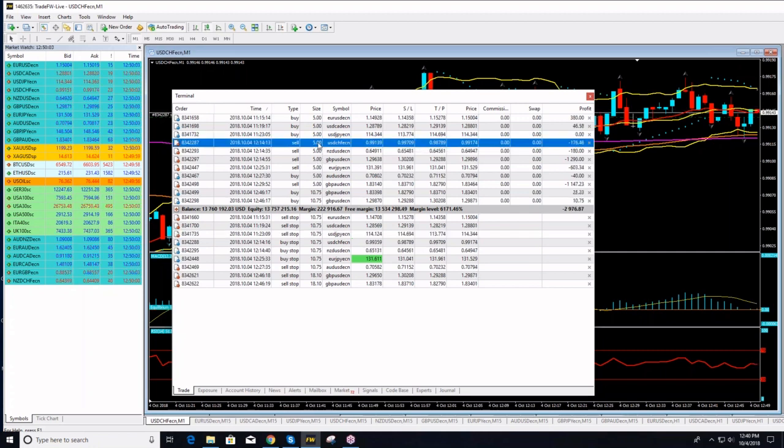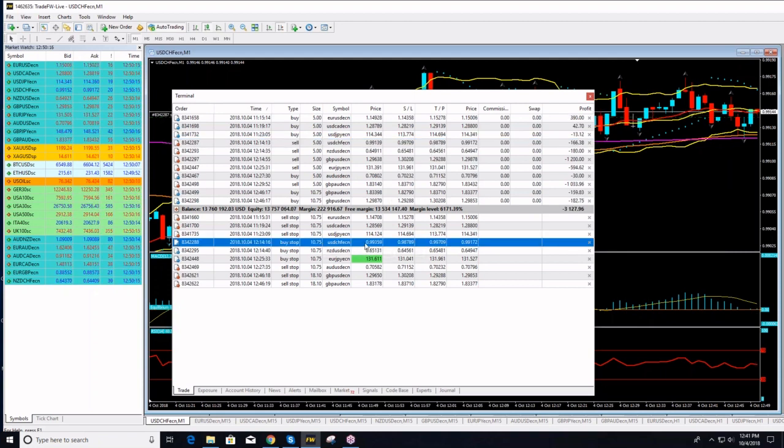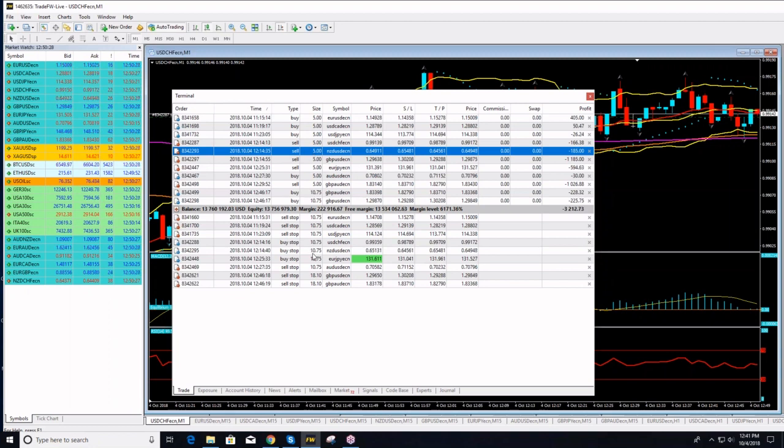Moving on, I have a short position on dollar CHF at 0.99139, stop loss 0.99709, take profit 0.98789. And I have also a buy stop order at 0.99359. Stop loss of the order is the TP of the position. TP of the order is the stop loss of the position. The same for the Kiwi.